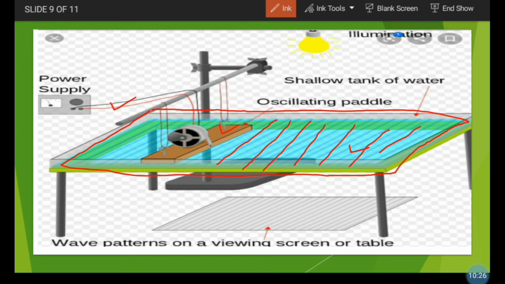So from this apparatus we can generate the waves, and we can study the properties of waves, which are reflection, refraction, and diffraction of waves.